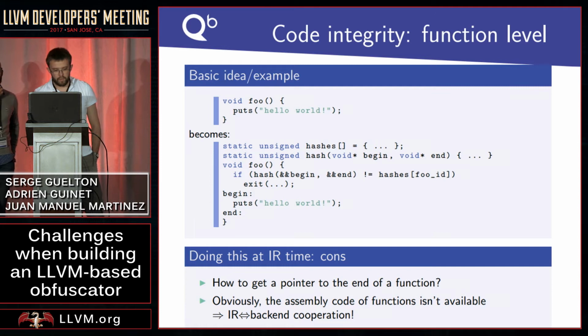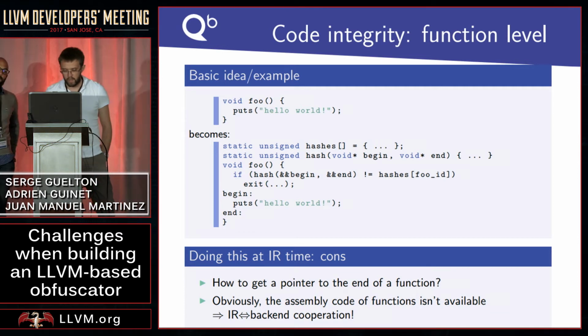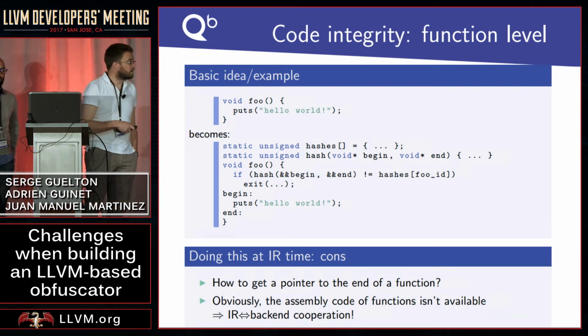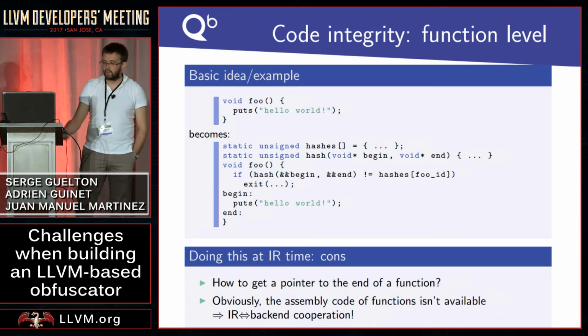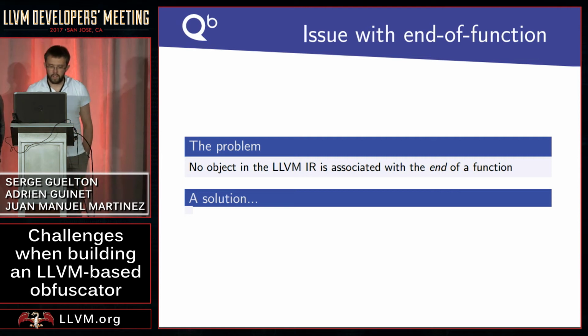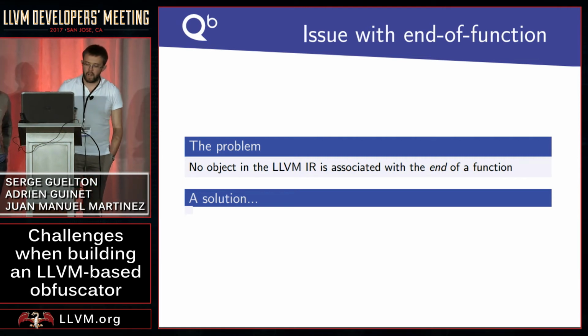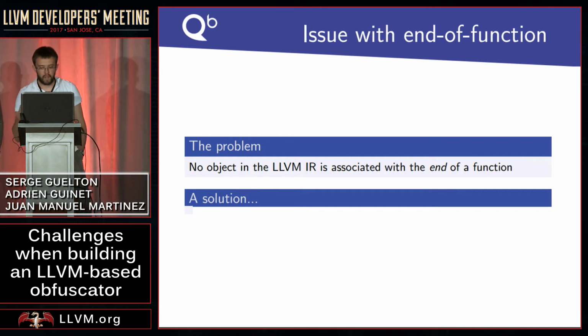But there are many issues with doing this at the IR level. First thing, we can't actually get the pointer to the function in the LLVM-IR. So we'll see how we get around that. And the second one is that obviously we don't have the hash. We can't compute the hash of the function at IR time because we don't have the final assembly code at this time. So about the end of the function, there's no actual object in the LLVM-IR that allows us to say, okay, I want the pointer to the actual end of the function code. We have a C function pointer. We don't have the end of the function.